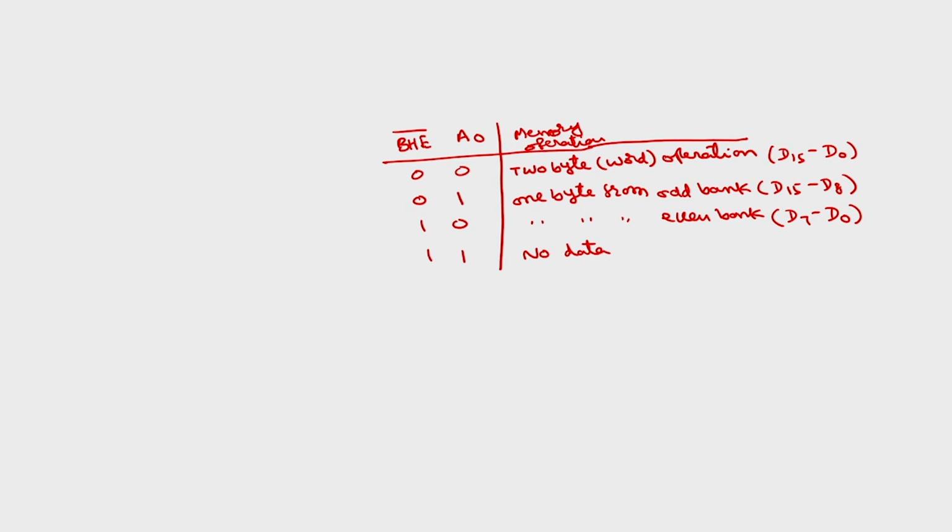Coming for one more status signal, which is called S7. There is one more status signal, but this is not multiplexed with any other signal. So normally this will be low during interrupt acknowledged signal.